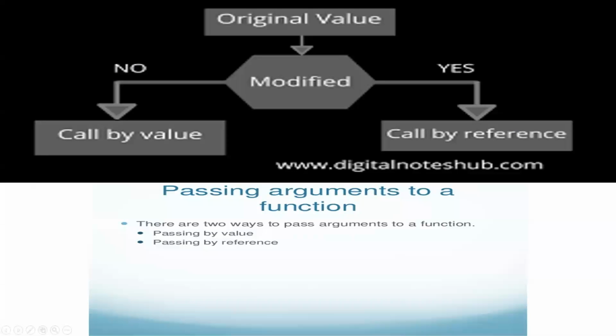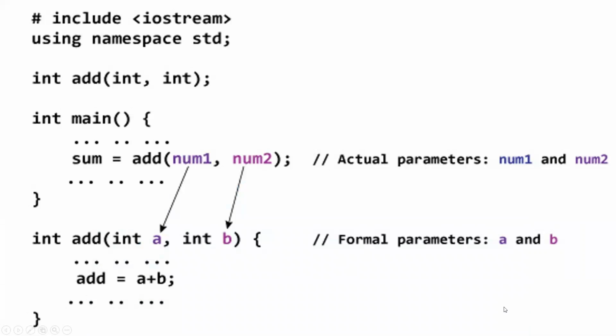So the next says that if my original value that I have passed has been modified, there are two answers: has it been modified, yes or no. If it has not been modified, we say that we are calling by value, and if it has been modified, then we say we are calling by reference. So two ways: call by value and call by reference. Now look here, seeing the example of call by value.